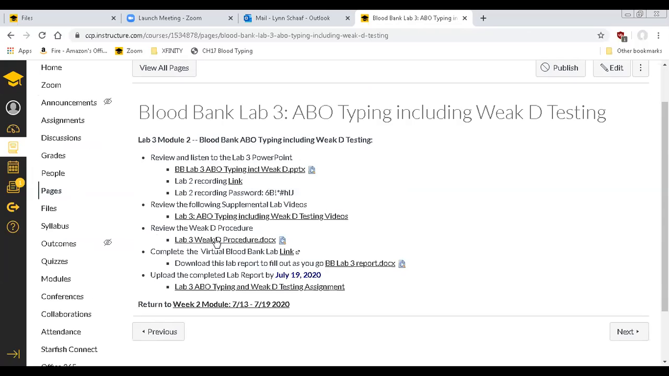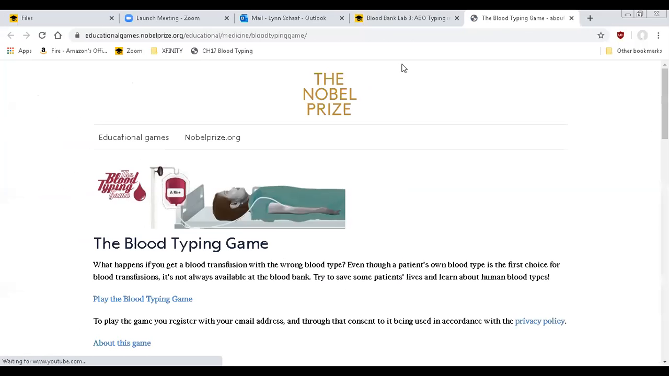And then you absolutely want to download the lab report by clicking on this link, okay? And then you're going to use this link to take you to the Nobel Prize blood typing game, okay? So download the report. Let me stop the share and show you before you play the game, like last time, okay? So when you download the report, this is what it looks like.